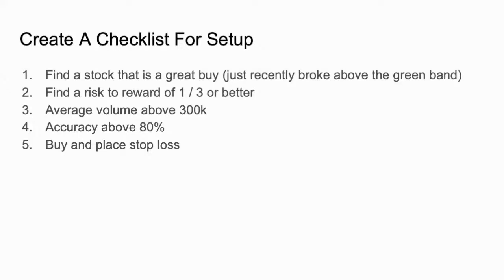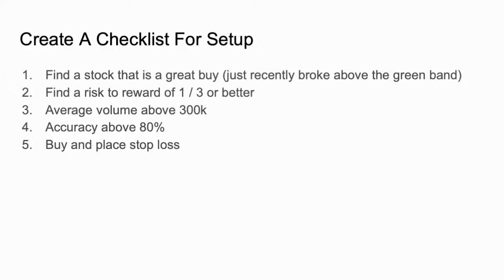One, find a stock that is a great buy, aka what the software defines as a great buy: a stock that just broke above the green band and is also headed in the upward direction. All right, checklist item number 2, find a risk to reward of 1 to 3 or better. So 1 to 3, 1 to 4, 1 to 5, etc. We want to make sure that we have the risk to reward on our side as well. As we just mentioned, the better our risk to reward, the less we have to be right. All right, checklist item number 3, an average volume of above 300,000. This is because we want to be able to get in and out of the stock. Volume is very important for liquidity, and so we've got to make sure of that as well.